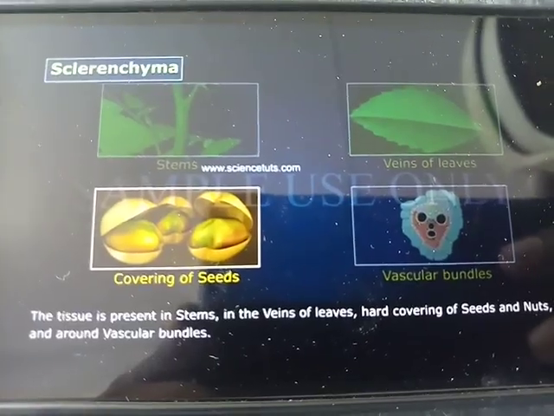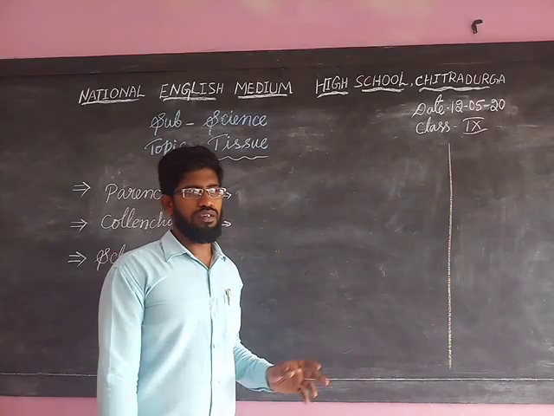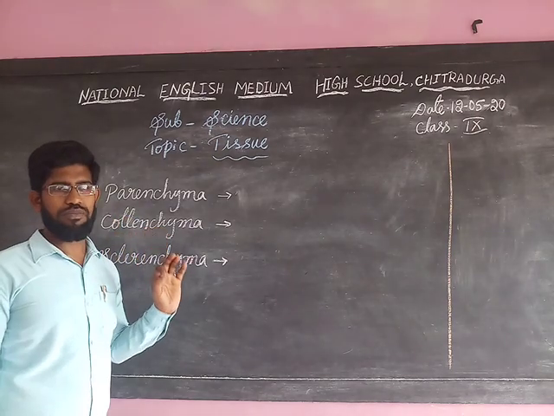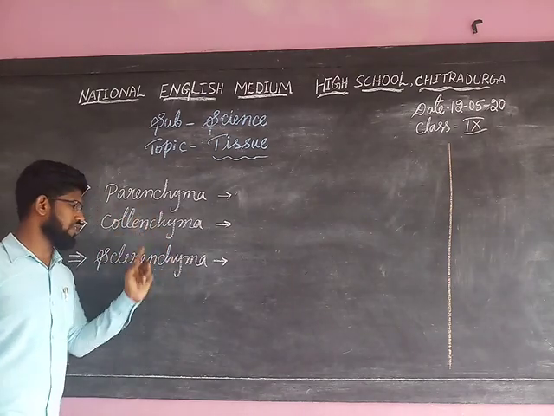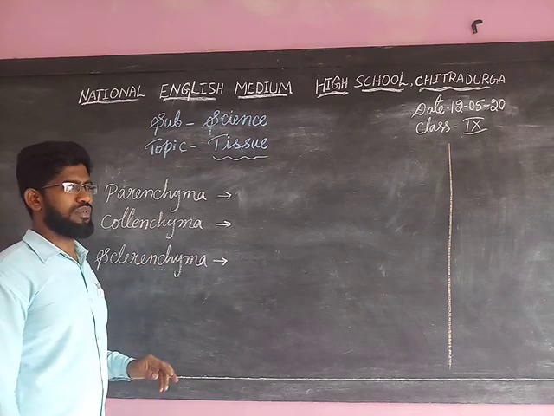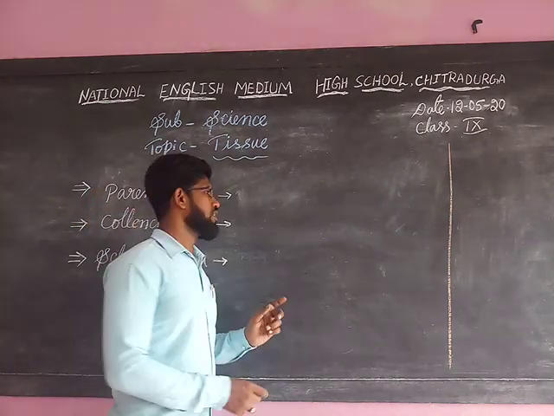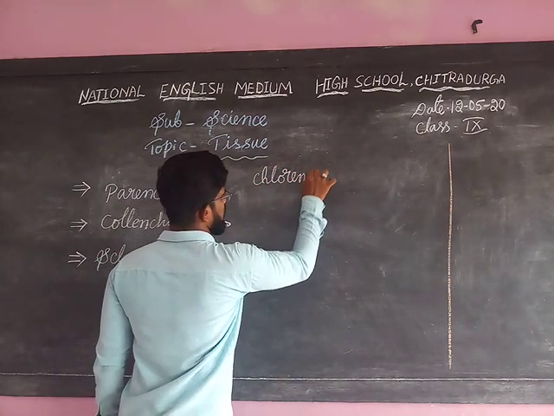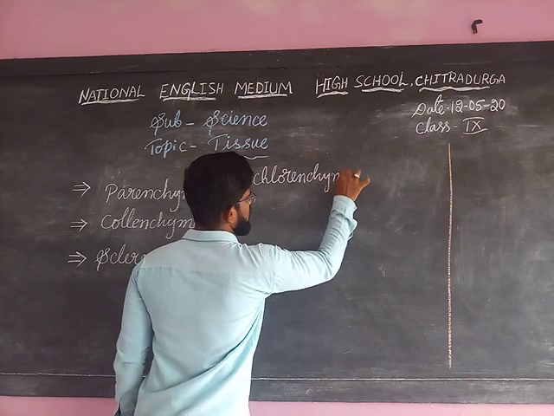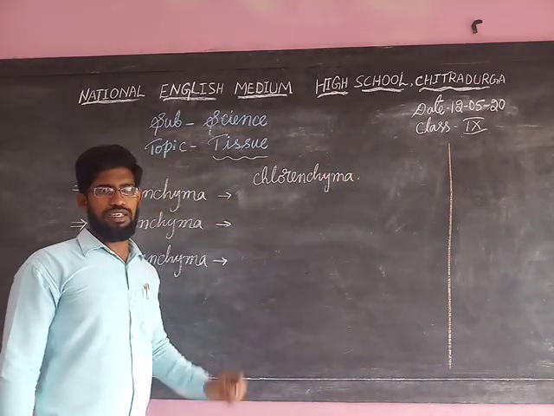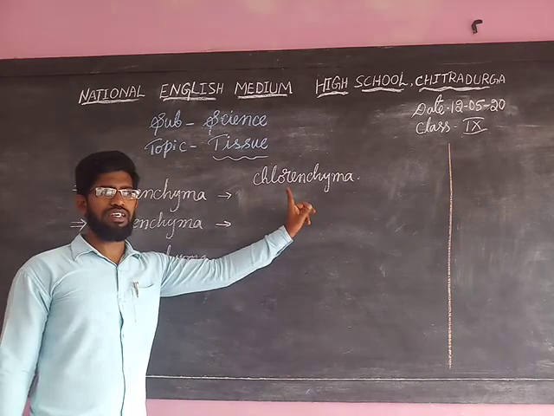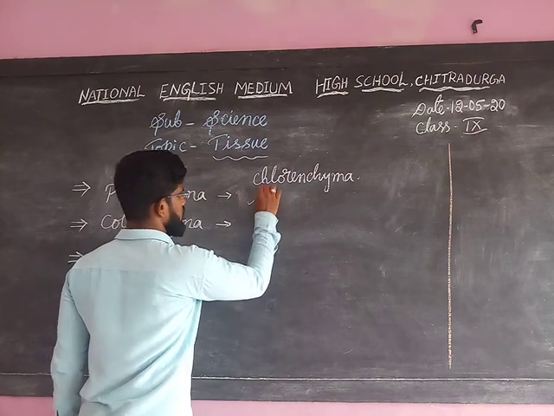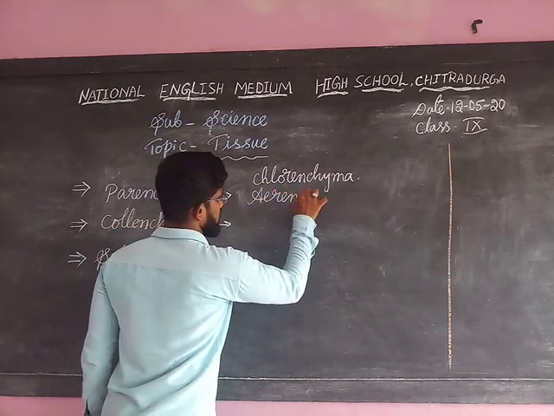around the vascular bundles. Okay, once again recall the simple permanent tissue has three types: parenchyma, collenchyma, and sclerenchyma. Parenchyma, if it contains chlorophyll, the green pigment, is also called chlorenchyma. In aquatic plants, if it contains air spaces, then it is called aerenchyma.